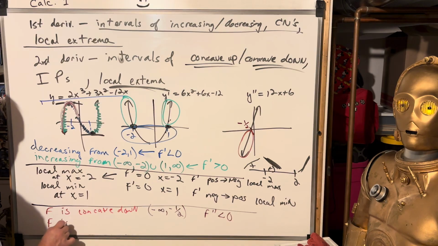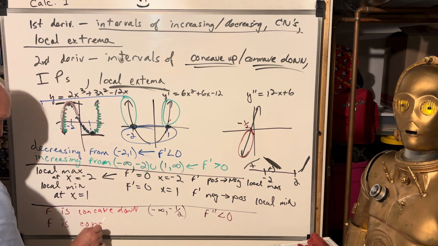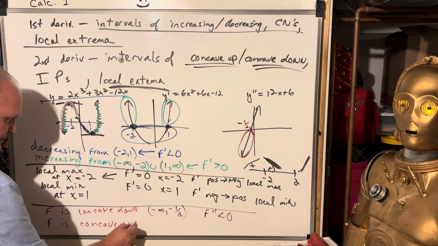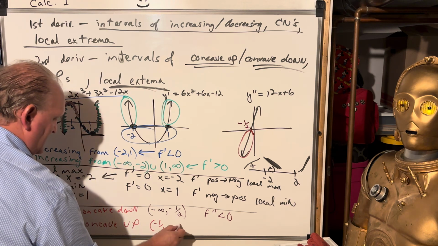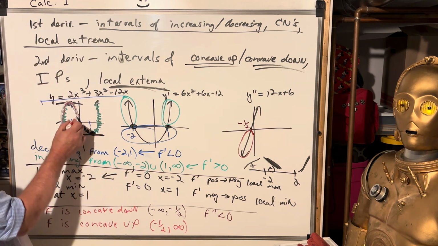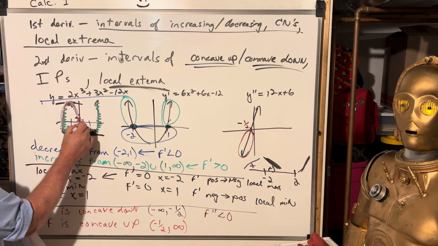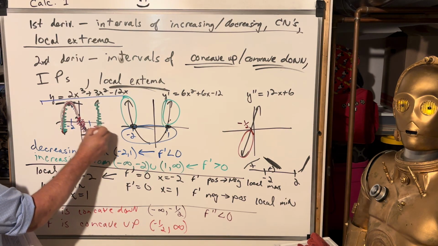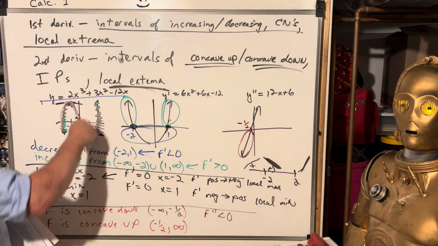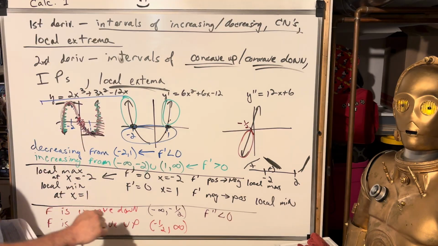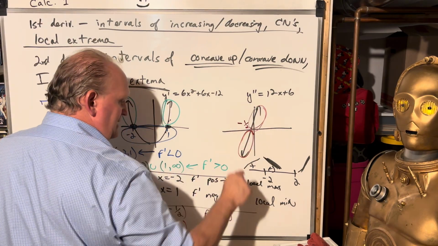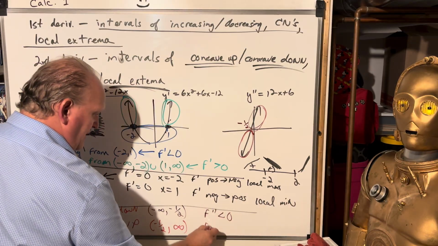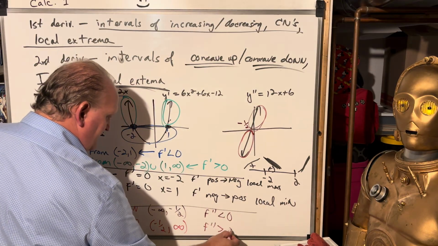F is concave up from -1/2 to positive infinity. That means this would all hold water, right? That part, it's like that. And that is where the second derivative is above the x-axis from there. So that is positive, above 0.